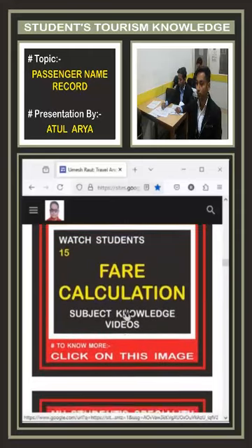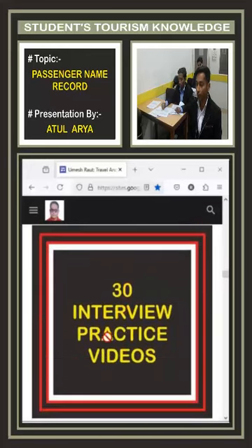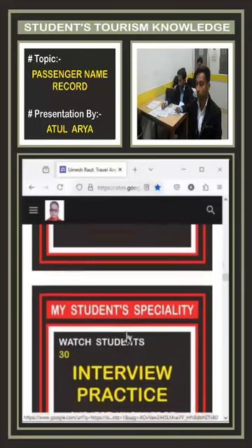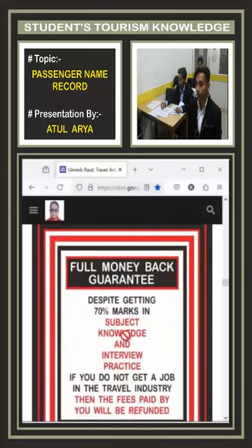What is the other term used for booking file? Passenger name record, and the short form is PNR. Right. What is the other term used for passenger name record? Booking file. Right.